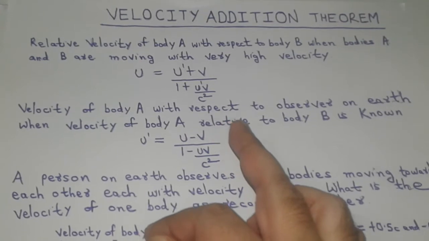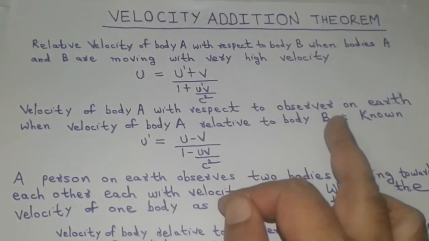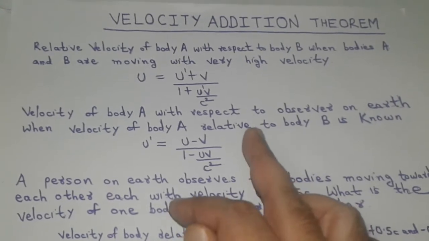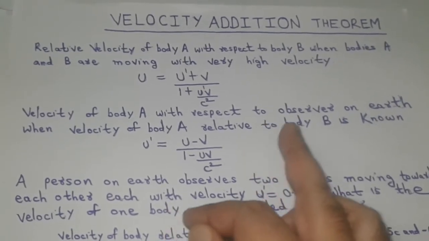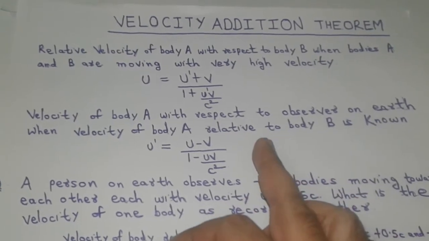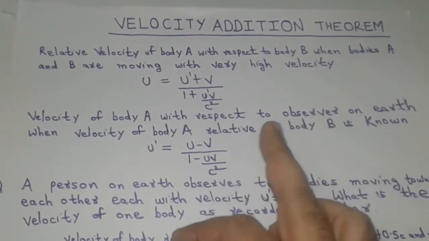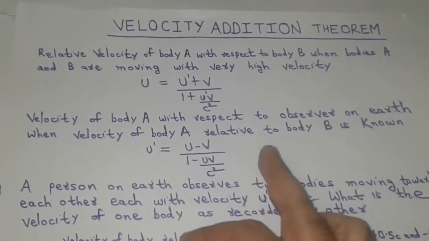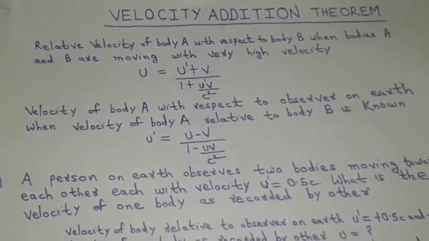Similarly, if these two cars A and B move in opposite direction with velocities 30 km per hour and 35 km per hour respectively, then the velocity of car B as recorded by car A will be 30 plus 35 equal to 65 km per hour.